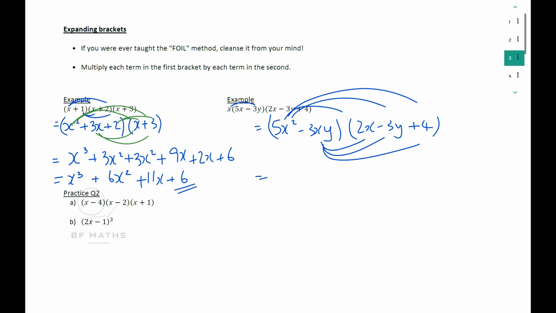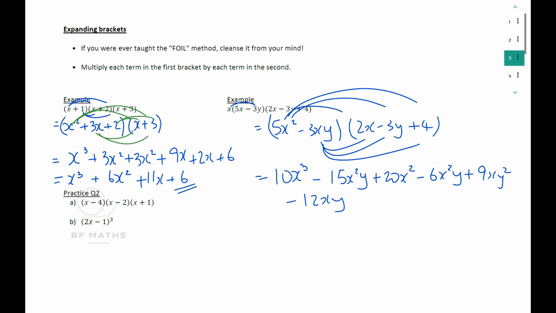Okay, 5x squared times 2x, 10x cubed. 5x squared minus 3y. Make sure you do it carefully. 15x squared y. 5x squared times 4 is 20x squared. Minus 3xy times 2x, minus 6x squared y. Minus 3xy times minus 3y is positive 9xy squared. Minus 3xy times 4 is negative 12xy.